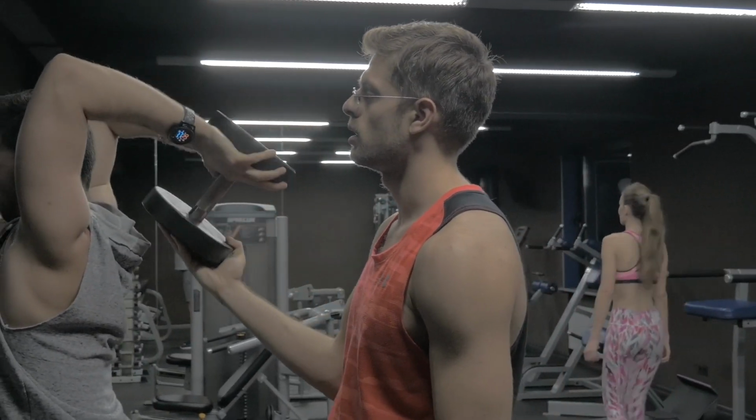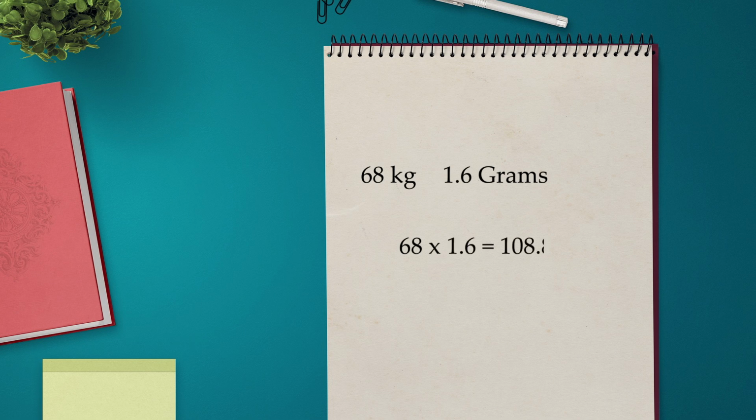So multiply your weight by the chosen number. Let's use our example. If you weigh 68 kilograms and decide on the higher range of 1.6 grams per kilogram, you would calculate 68 times 1.6. That equals 108.8 grams of protein per day.